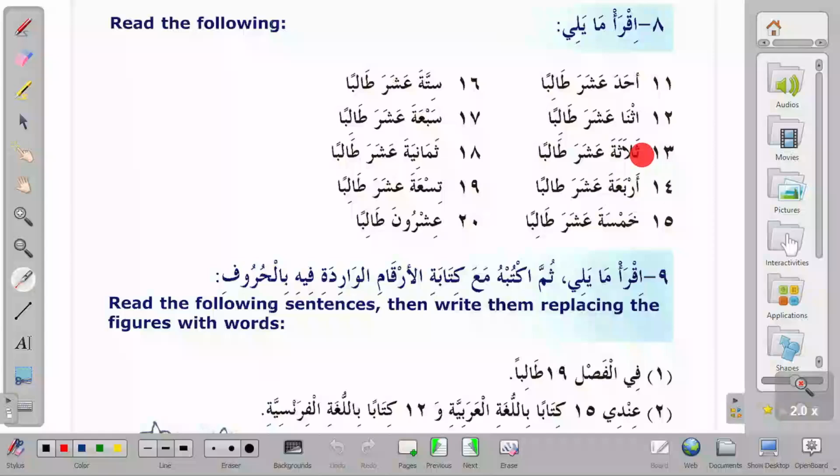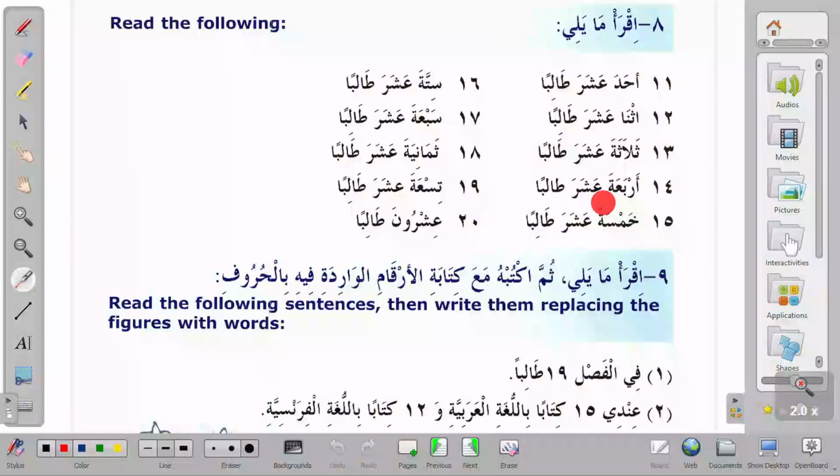You can say salasa ashara, or you say salasata ashara. The addition of the ta marbuta. You see the ta marbuta. I hope you have been seeing salasa ashara, arba'a ashara, khamsa ashara. But sometimes you see salasata, arba'ata ashara, khamsata ashara, with ta marbuta added. In other cases there will be no ta marbuta. So it's a specification of whether you are counting masculine things or feminine things.